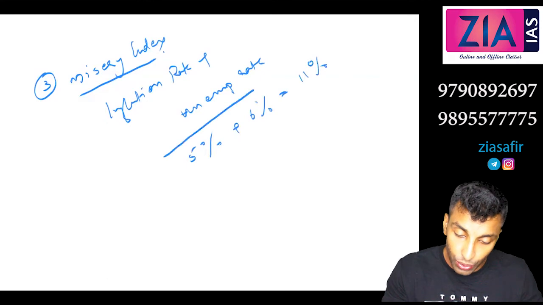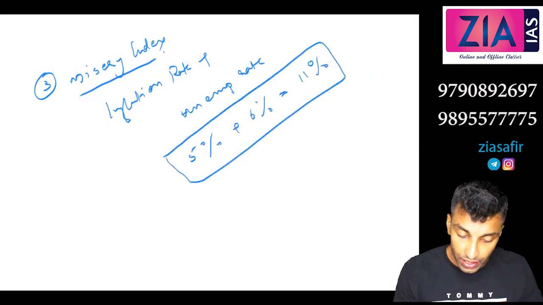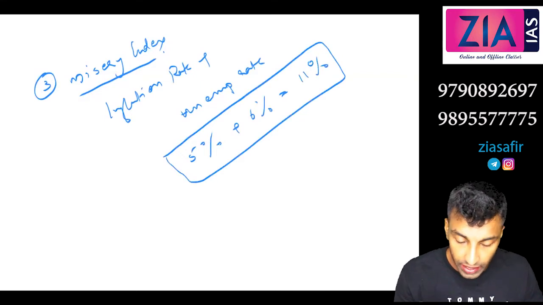11%. So what is the connection between these three that we have discussed now? The stagflation, Phillips curve and misery index. What is the connection?